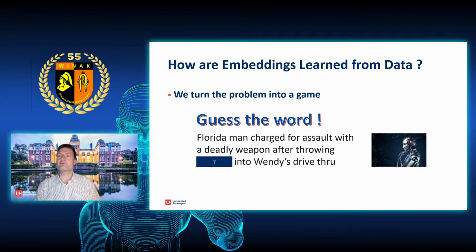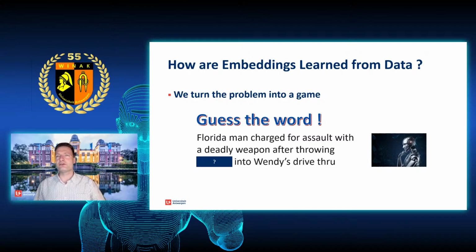What we're going to do is present the AI with a task. We're going to give some words, for instance a sentence, and one of the words is blacked out. For instance, here, you all know these Florida man type of memes, which are usually based on true news articles, surprisingly enough. Here, for instance, I have the title of a news story: Florida man charged for assault with a deadly weapon after throwing something into Wendy's drive-thru. I don't know if you know what it should be. I will tell you in the end.